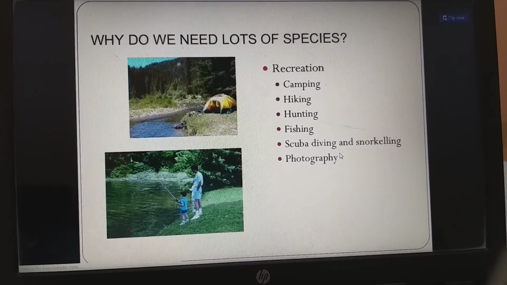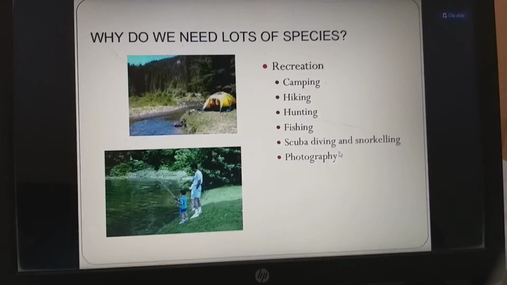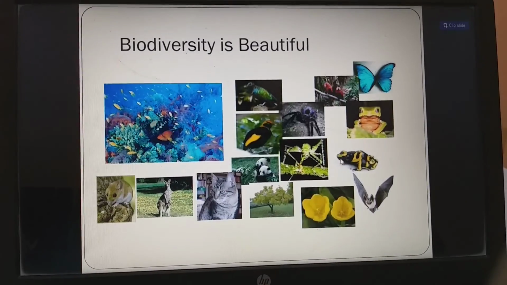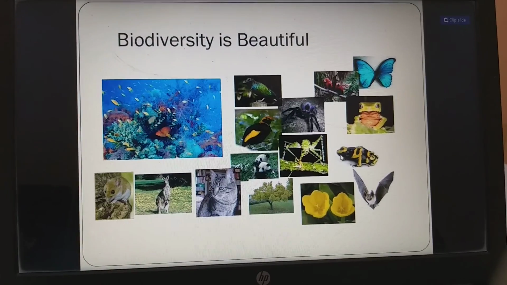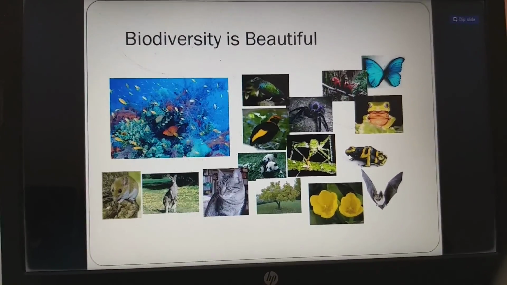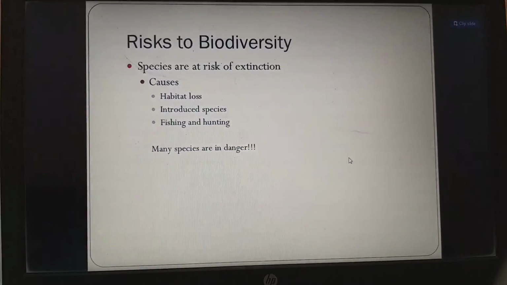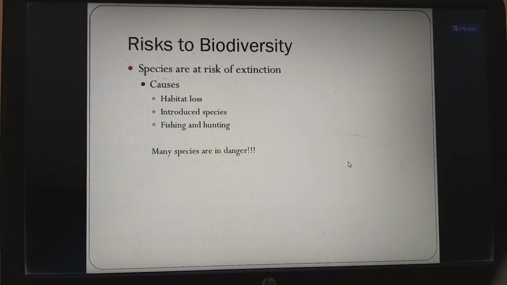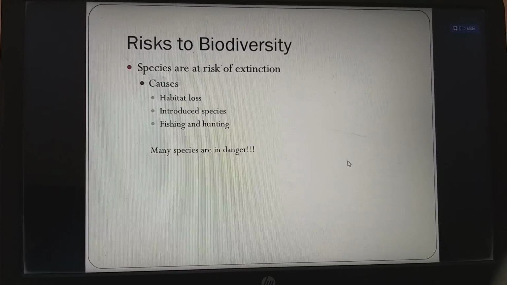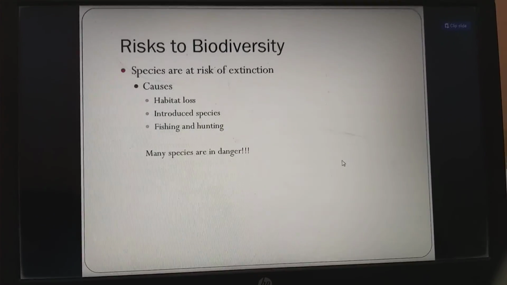Why do we need a lot of species? For recreation also: camping, hiking, hunting, fishing, scuba diving and snorkeling, photography. These are extracurricular. And next, biodiversity is so beautiful. Certain living organisms look so splendid and very colorful. They add color to the earth. Risks to biodiversity: species are at risk of extinction because of hunting, fishing, deforestation. All these things lead to the extinction of species.